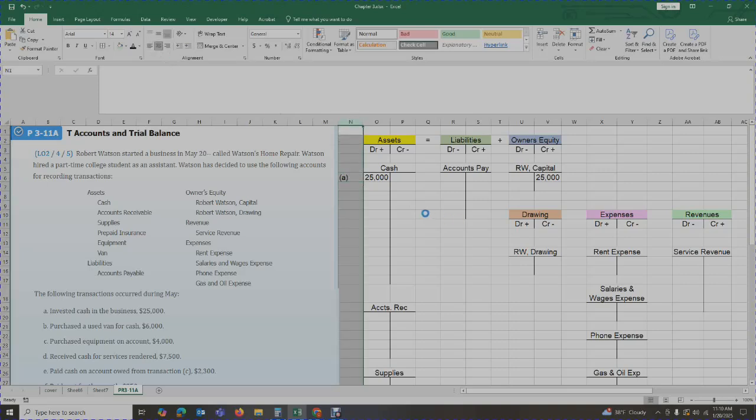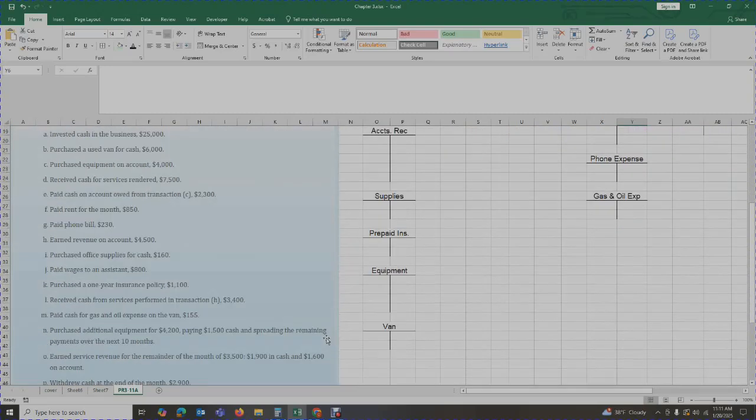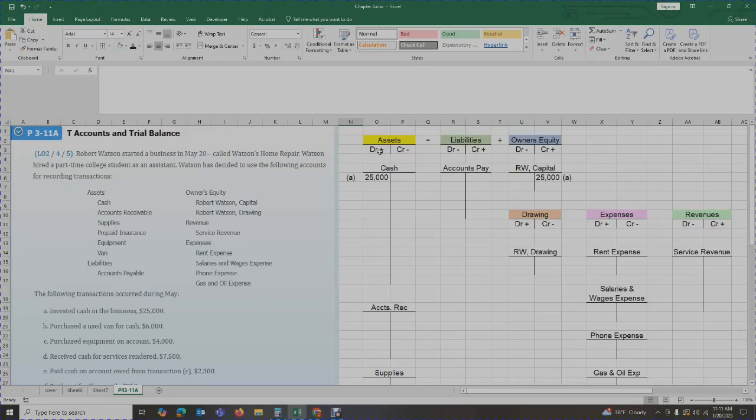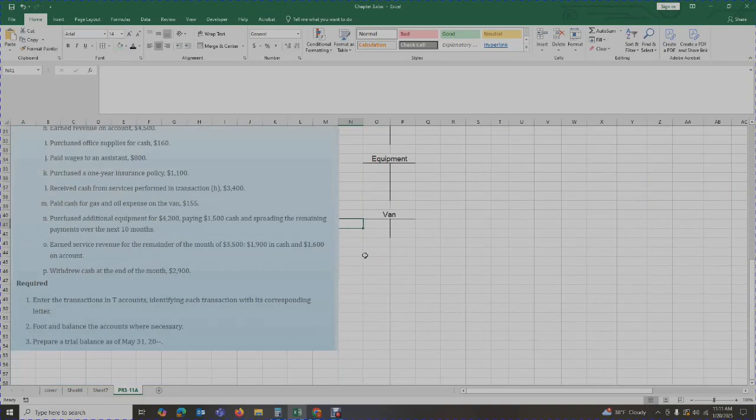Let me just notate it here. Letter A. That way we know that this has to do with letter A. Transaction A. Okay. Now, letter B. We purchased a van for cash, $6,000. Okay, so we bought a van, letter B. Okay, so I've got a van. Remember, if your asset increases, which in this case it did, my van went up by 6,000. I'm gonna debit. So letter B, I've got my van for 6,000.